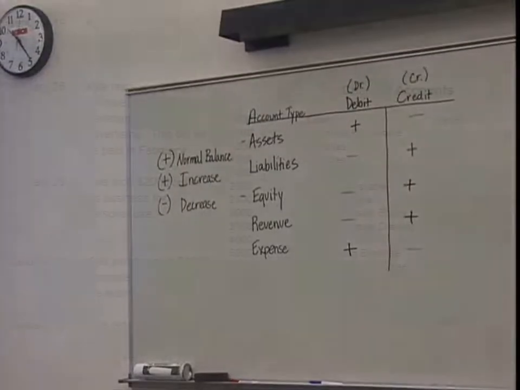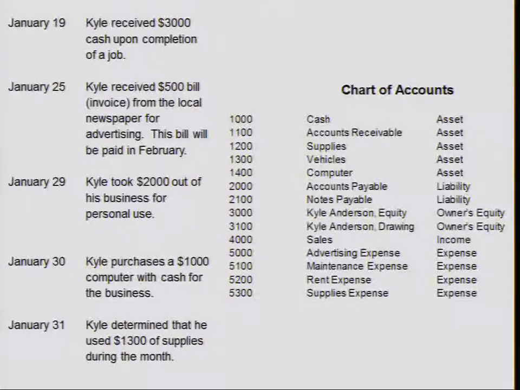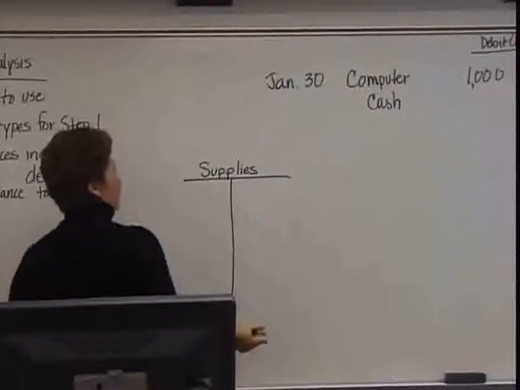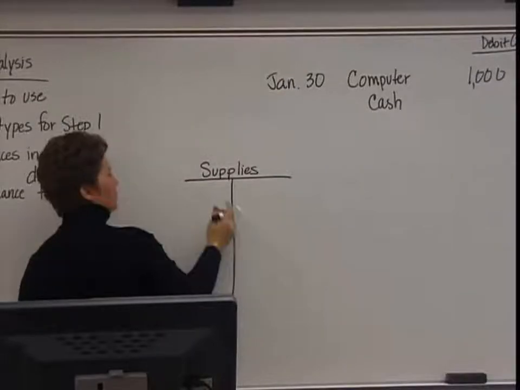Finally, at the bottom, January 31st, Kyle determines that he used $1,300 of supplies during the month. We have to do a little bit of figuring on this because on January 2nd, we purchased supplies of $3,000. So if we look at the supplies account from this standpoint, this is a basic T account, and a T account is used to analyze one particular account in your business.